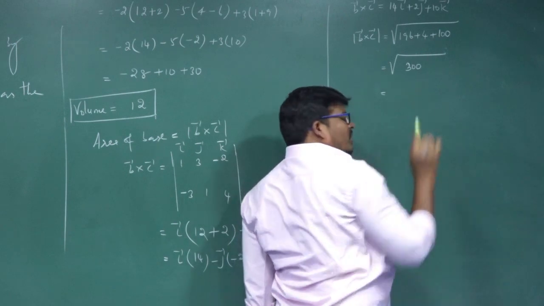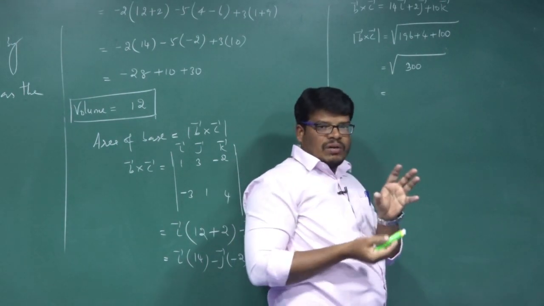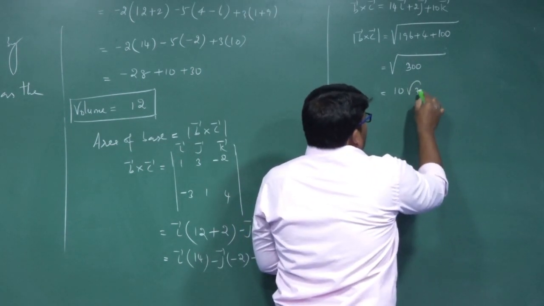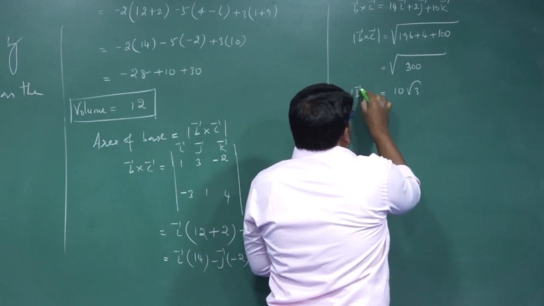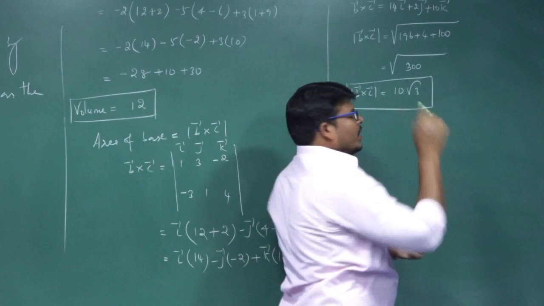Now write the square root of 300 as 100 into 3. 100 into 3 is 300. The square root of 100 is 10. Write 10 root 3. It is the modulus of B vector cross C vector equal to 10 root 3.